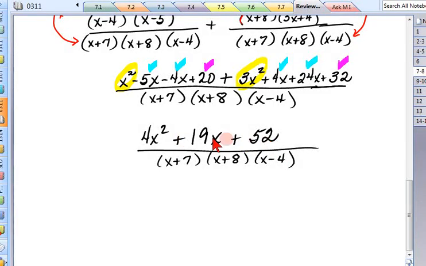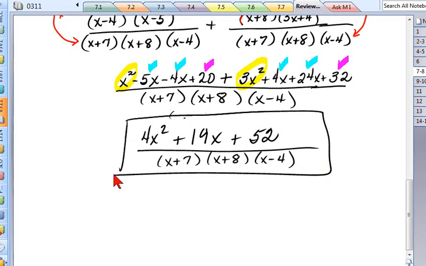Well, look at the signs. The last sign is positive, the middle sign is positive. If I factored this, and I don't even know if it's factorable, but if I did, they would both be pluses. So can you get an x minus 4? No. Done.